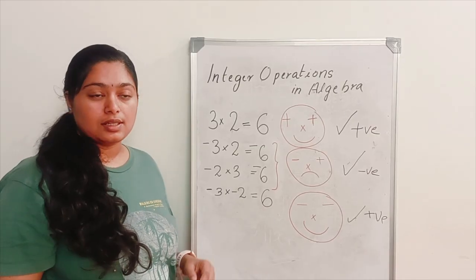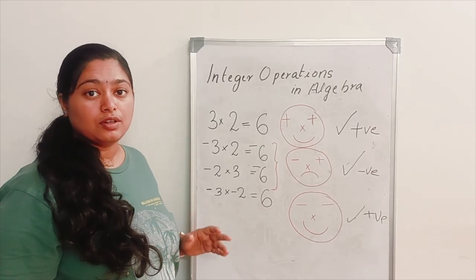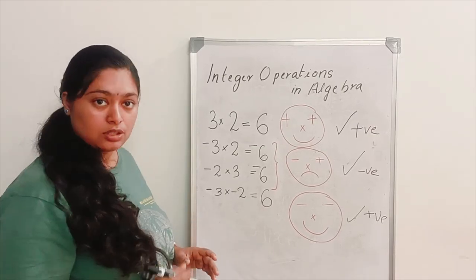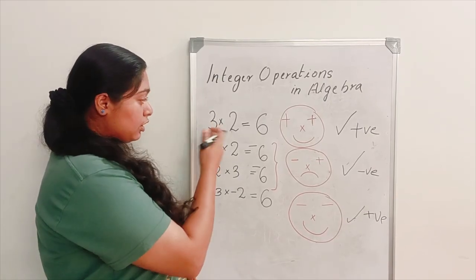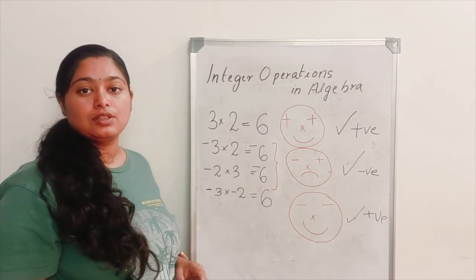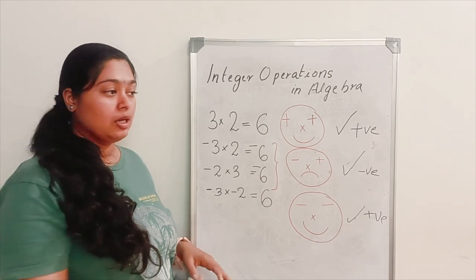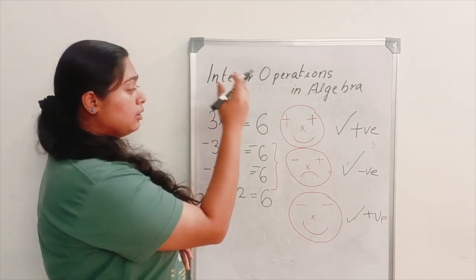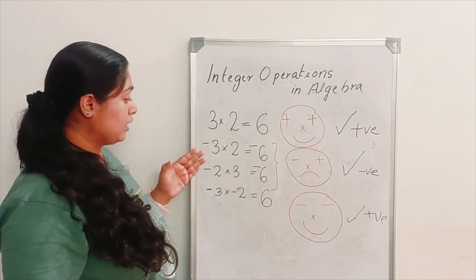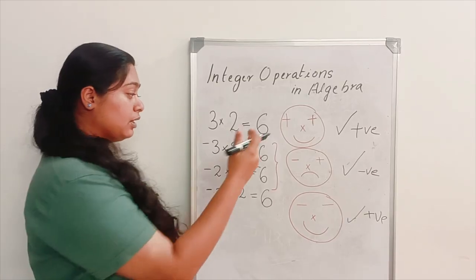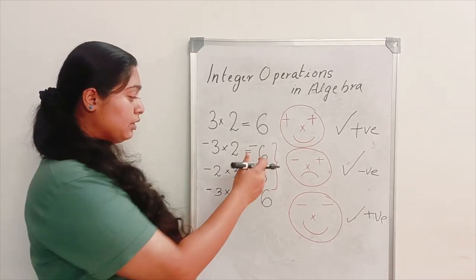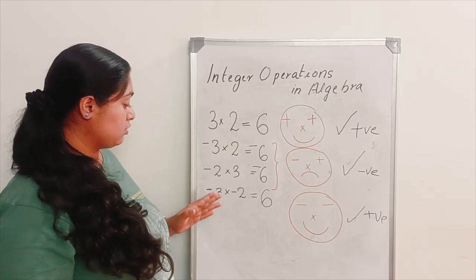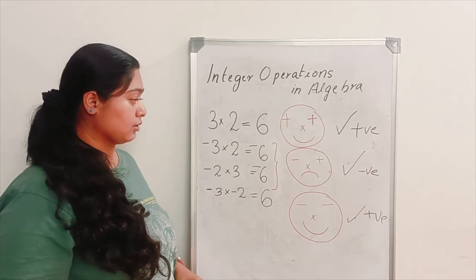And the interesting thing is, you don't have to learn anything different for division. For division also, you can use the same rules. Instead of multiplication, if you use a division symbol, it's the same rule. Positive divided by positive will be a positive answer. Negative divided by a positive will be a negative answer. Negative divided by a positive will be a negative answer. And negative divided by negative will be a positive answer.